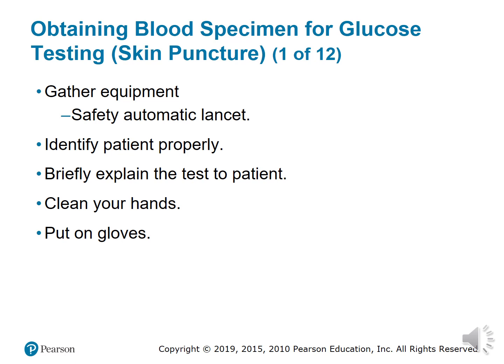When obtaining a blood specimen for a glucose test, it's usually a skin puncture or finger stick. As we know, we have to gather our equipment and make sure safety is first, that we have a safety automatic lancet, which is a lancet that retracts the needle as soon as you push the button. It retracts back into the safety device, so you have less risk of a needle stick. As always, we have to identify patients properly. We have to briefly explain what we're doing and what type of test we're doing to the patient only.